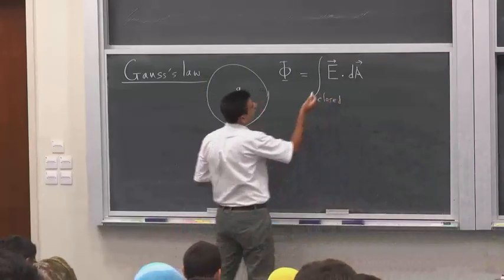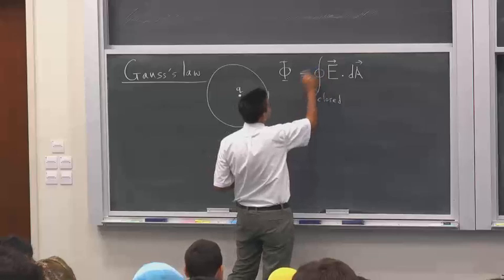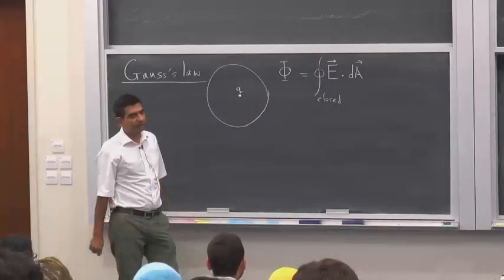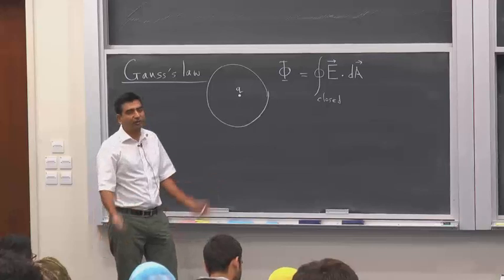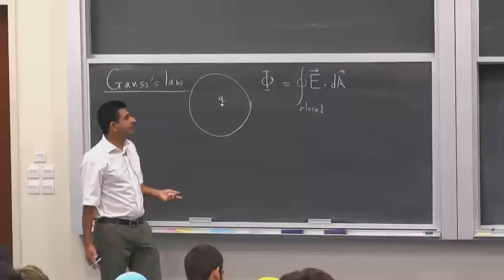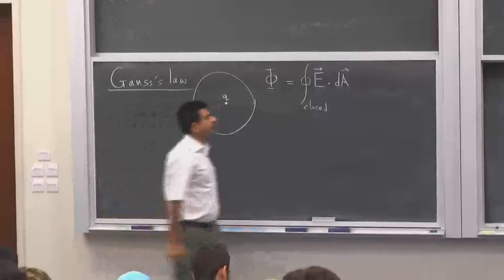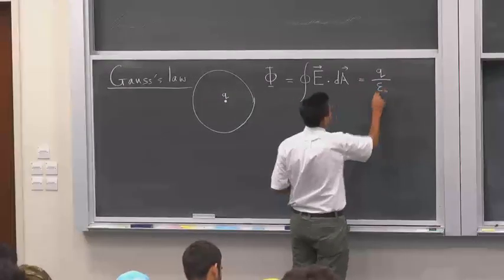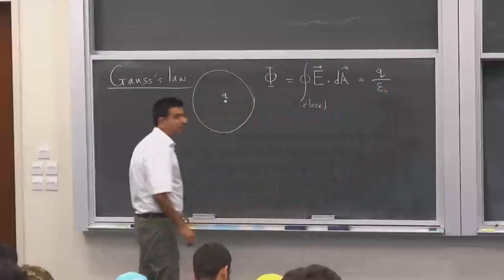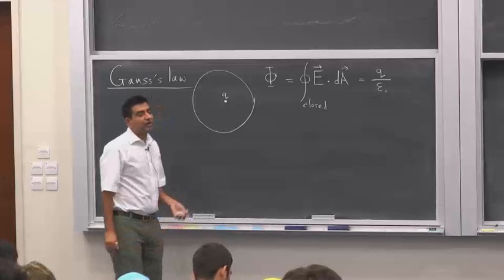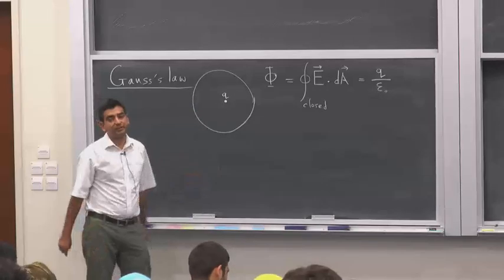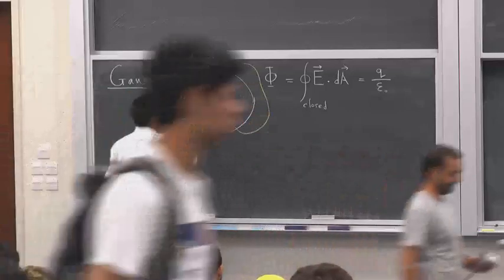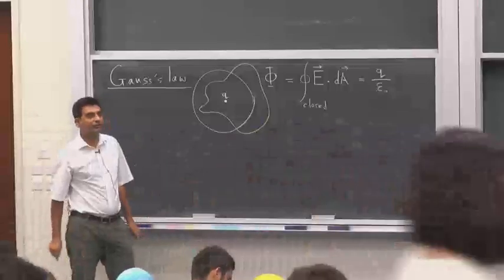Some authors or some books would also like to put in a circle here to denote a closed surface. Okay, but I may or may not put a circle, so it's a matter of choice. So this flux is given by Q over epsilon naught. And later we notice that it's not important that this outer surface is a sphere. This outer surface could be an arbitrary shape which encloses this charge.